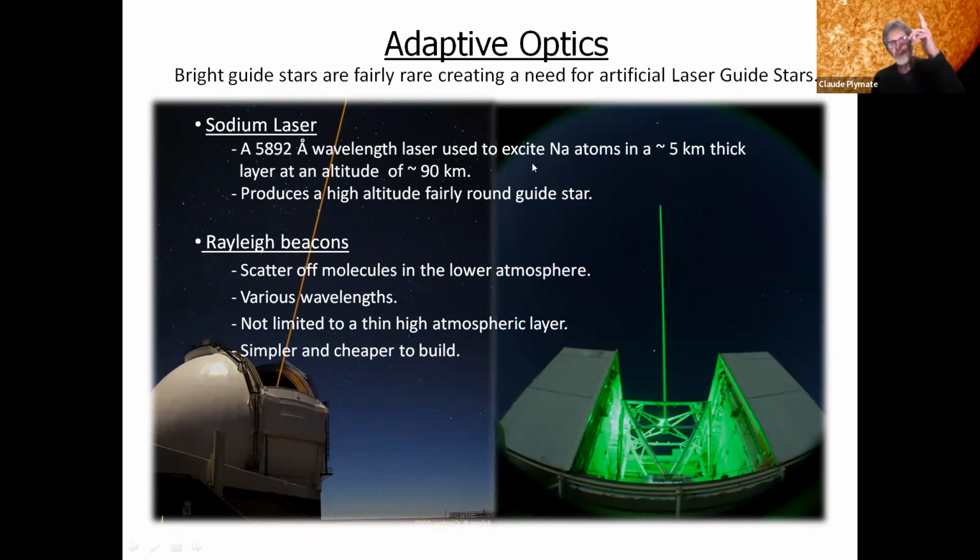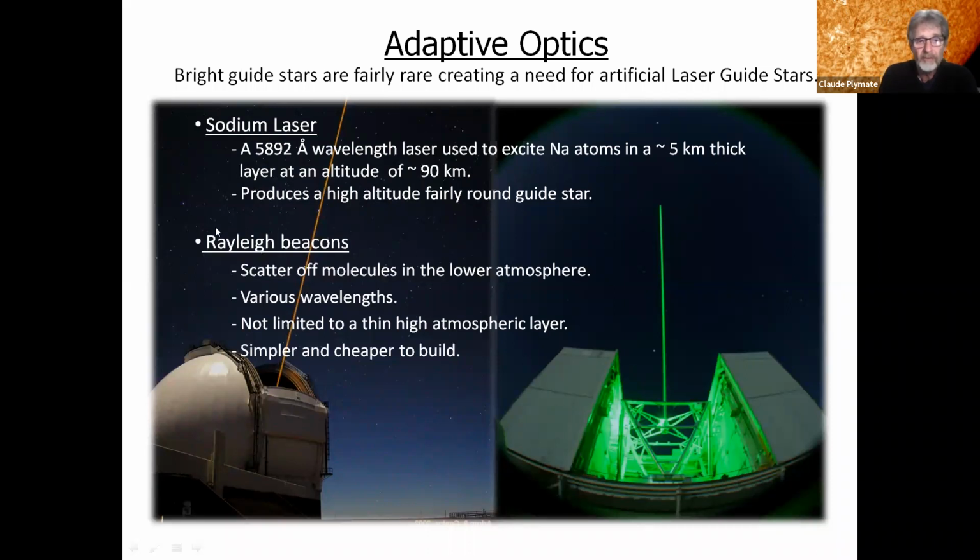And that laser is shot up in your field, in the center of the field, and excites sodium atoms at the very top of the Earth's atmosphere. It's about a roughly 5-kilometer thick layer just below the carbon line at 90 kilometers up there. So it produces a nice star-like feature at the top of the atmosphere. So it samples the entire aberration of the atmosphere coming back down through it.